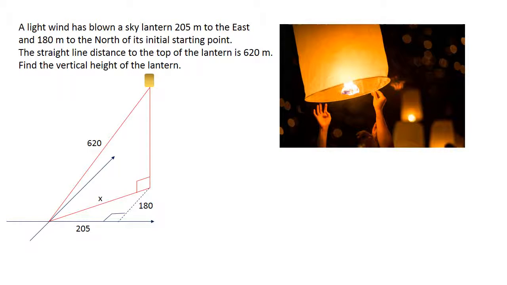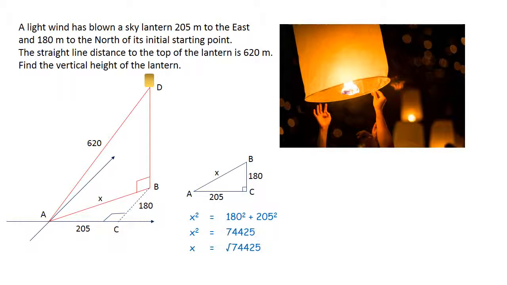We need to find out the height of the lantern, but you'll notice that in that red triangle, which includes the height, we don't know a lot of information there. So we have to look at another triangle, the one in the base plane. We know more information about that. We can use that triangle to work out distance x, and then we'll know enough information to be looking at our red triangle. So in the base plane triangle, we can say x squared equals 180 squared plus 205 squared. By Pythagoras, we can come up with the distance x.